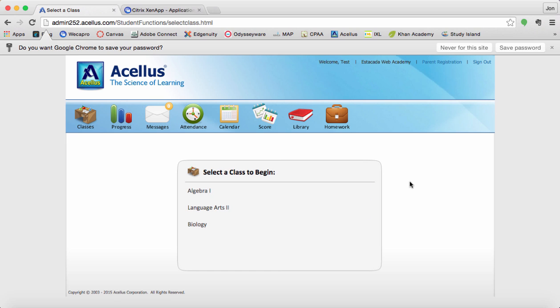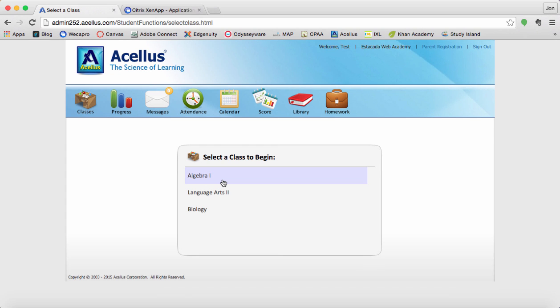This is what your first dashboard or home page looks like. You should see some different menu items here. It should start you right in on classes, and you can see which classes you're taking. Some of you may only have one class, some of you may have several classes. All right, so let's start going through some of these. So we got classes here. I've got Algebra 1, Language Arts 2, and Biology.